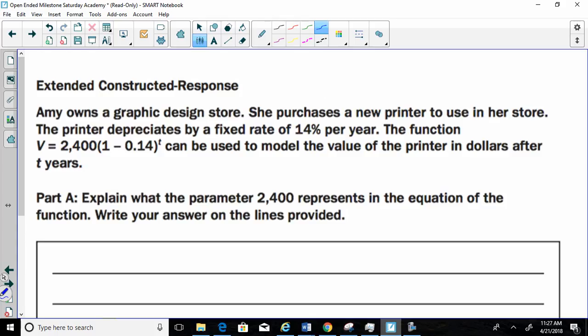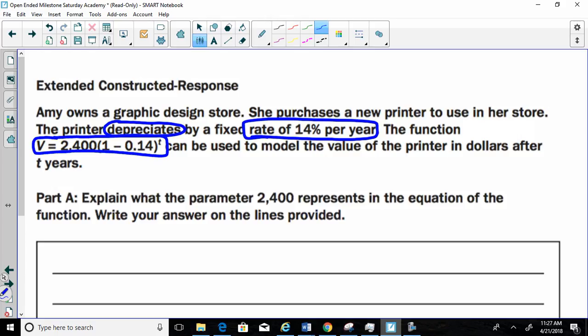All right, so this is another one. This is actually from your exponential test. Amy owns a graphic design store. She purchases a new printer in her store. The printer depreciates, which means it decreases by a fixed rate of 14%. Remember, rate is always in percent. If you see a percent, you know it's exponential. They give you the equation right here, though, to model the value of the printer in dollars after 2 years.